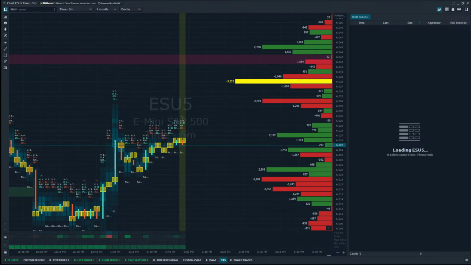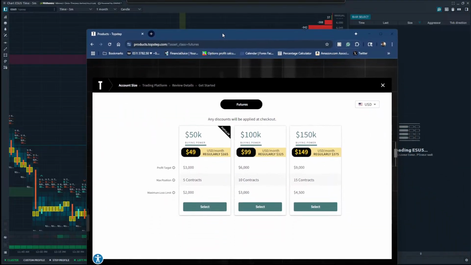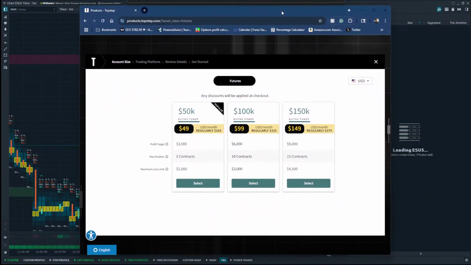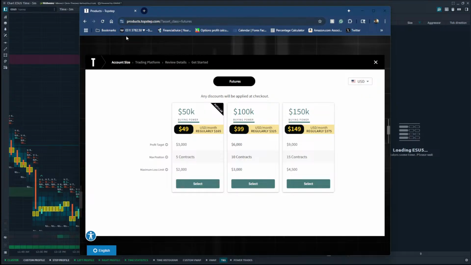So really quickly, the last thing I want to talk about is the brokers. I have to log in to show you guys this. One broker you can use, the one that I recommend if you want to be using a prop firm, is going to be TopStep. And I generally recommend going with the 50K account.